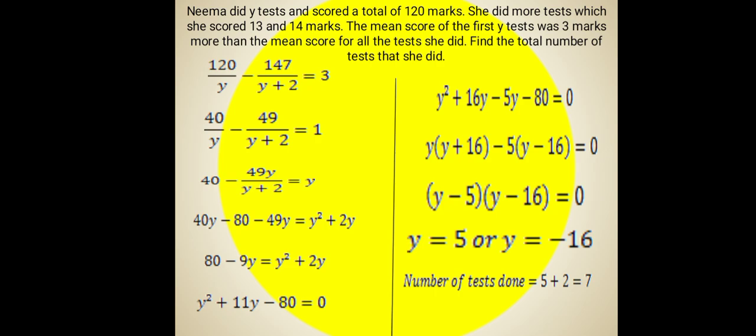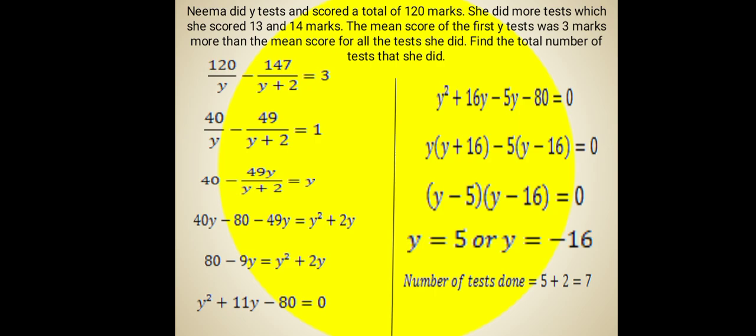Neema did y tests and scored a total of 120 marks. She did two more tests in which she scored 13 and 14 marks. The mean score of the first y tests was 3 marks more than the mean score of all the tests she did. Find the total number of tests that she did.